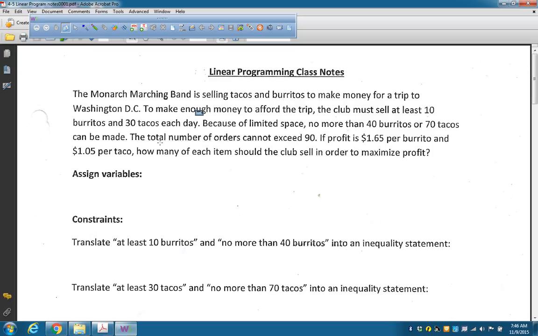And I guess nowadays it's used in the manufacturing industry, like in the auto industry and stuff like that. So Monarch Marching Man is selling tacos and burritos to make money for a trip to Washington, D.C. You really have to read the whole problem.